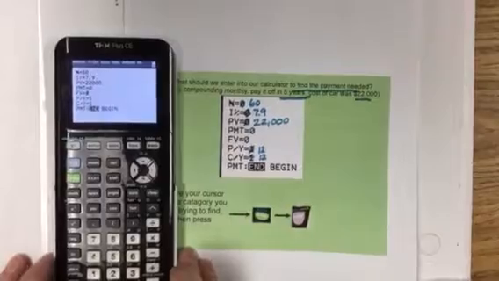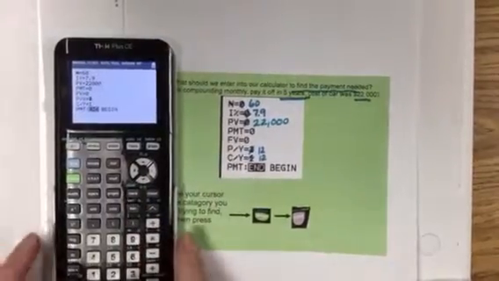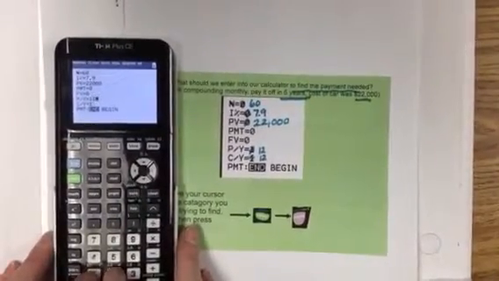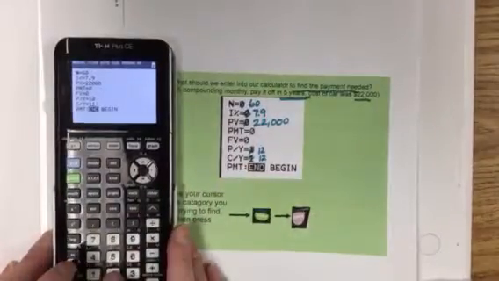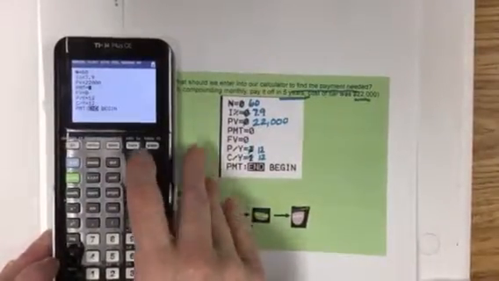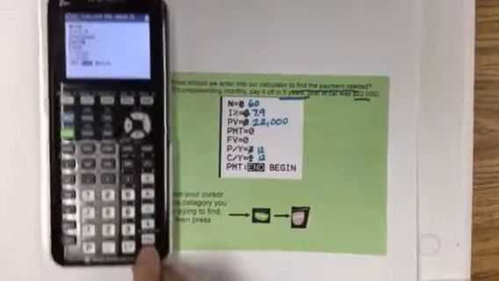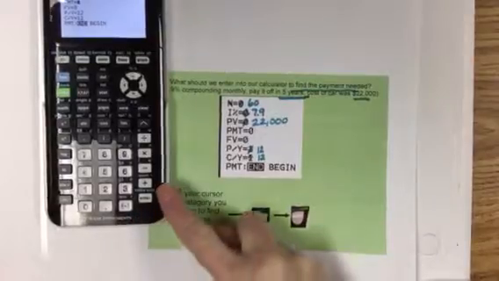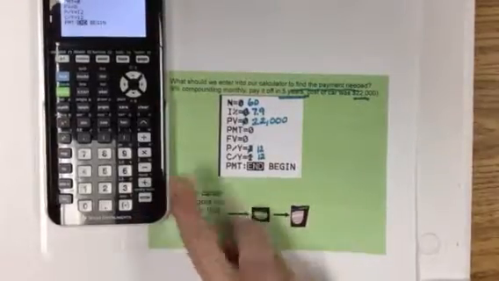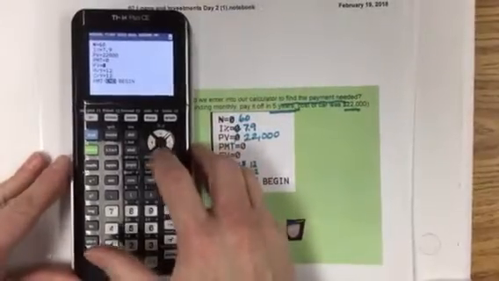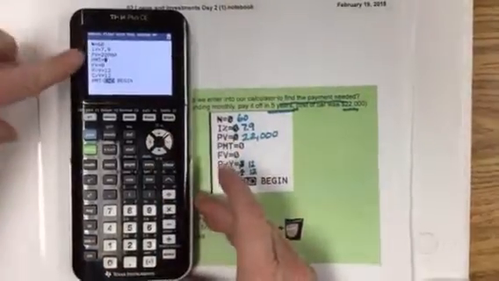Then we're going down to where it says final value 0. That's what we want. We want it to be all paid off. We're going to compound this 12 times. So what we're looking for is the payment value. And you've probably never noticed this before, but above the enter button right here, it says solve. So I'm going to move my cursor to the payment. See where it says payment here? I want to know the payment.